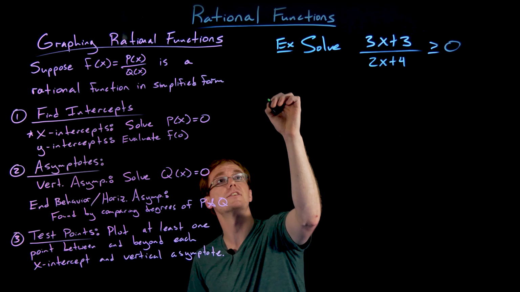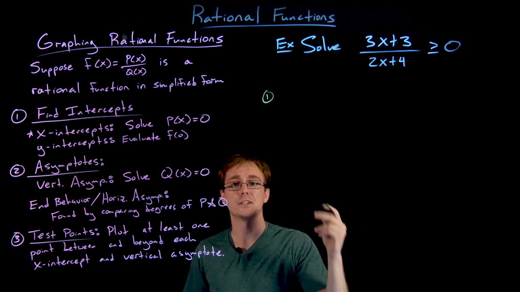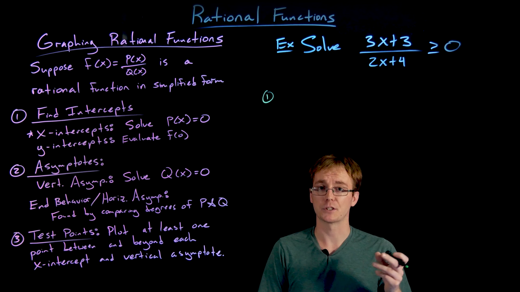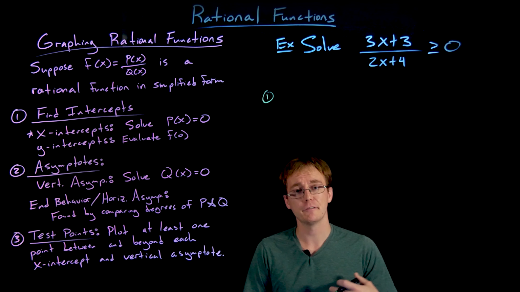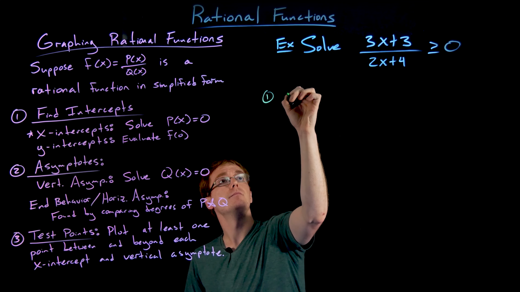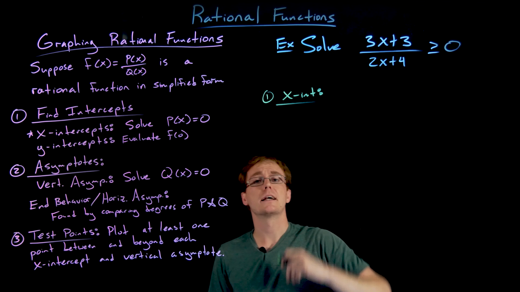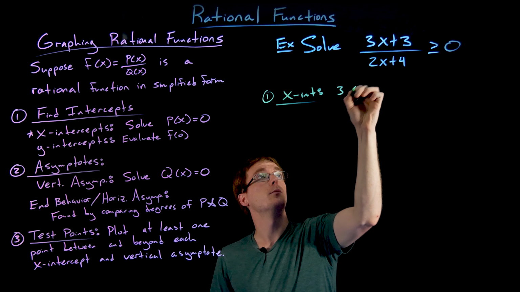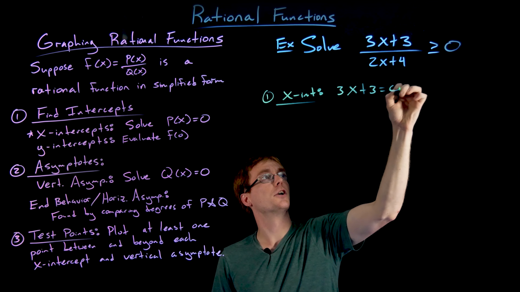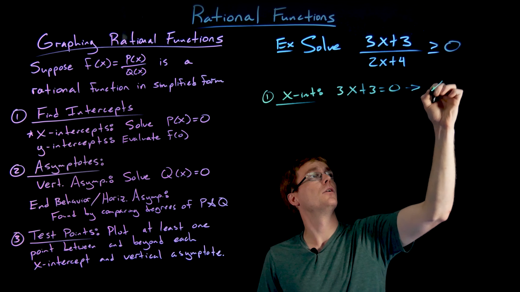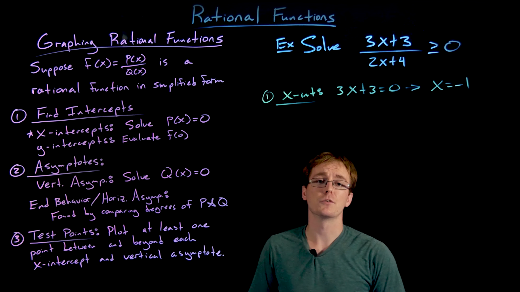Our first step is still the same, finding our x-intercepts, because the x-intercepts are a place where our function can switch signs from positive to negative. And so our x-intercepts occur only when the numerator is equal to 0. So when is 3x plus 3 equal to 0? Well, when x is equal to negative 1.